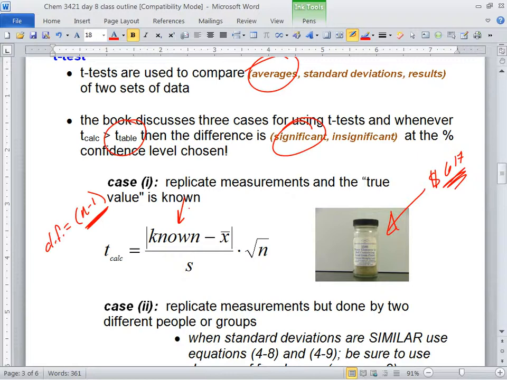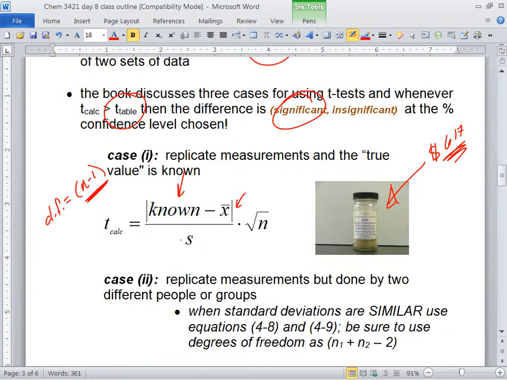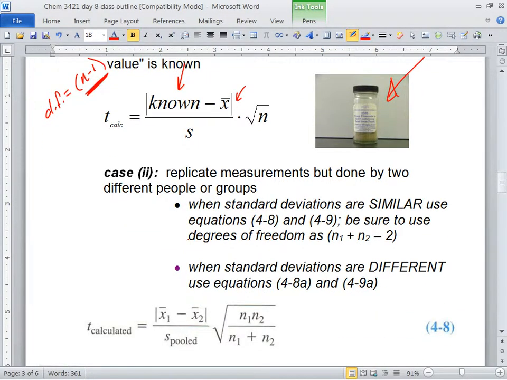N would be what? Danielle, what would N be? Number of measurements, yeah. S, standard deviation of all your measurements, the average. Okay. What do these bars mean? Absolute value. Yeah, good. Okay, the second case. Replicate measurements are done, but by two different people or groups. Okay? So Desiree and Jackie.